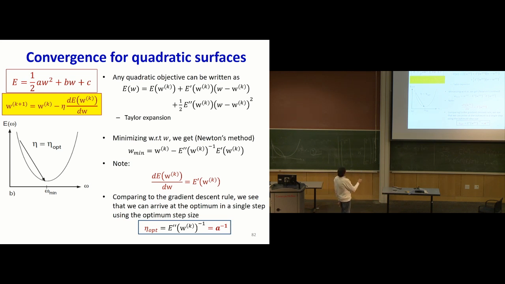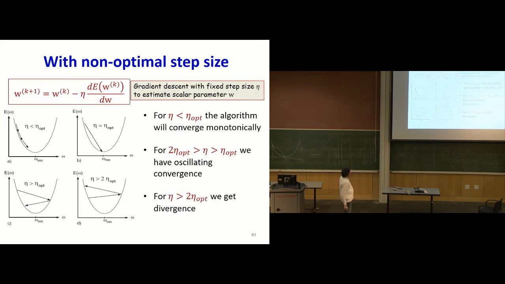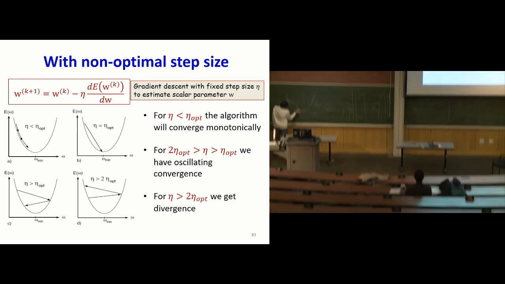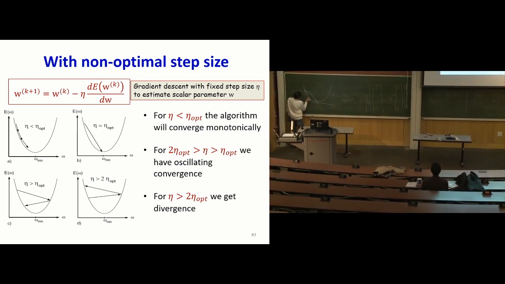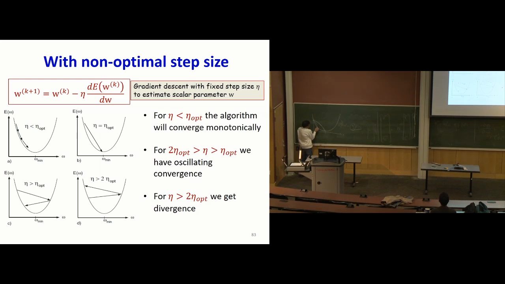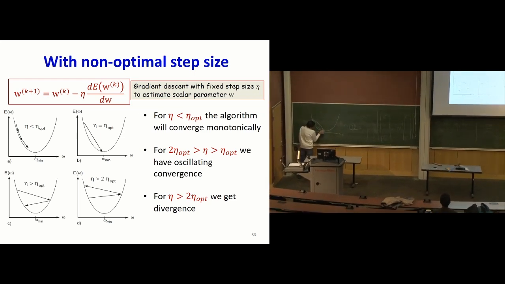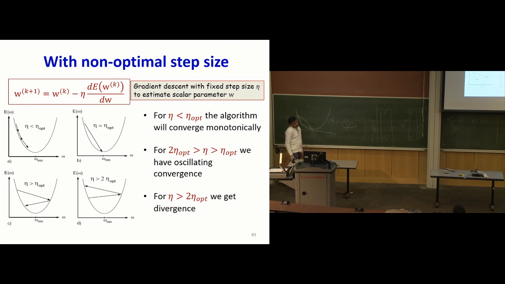But since e is a quadratic, the second derivative of e is simply a. So the optimum step size is simply going to be a inverse, right? Now, what happens if I take a step size that's less than the optimum step size? Instead of going directly all the way here, I'm going to end up shorter. So I'm going to end up taking multiple steps, but I'm going to continue to walk in the same direction.